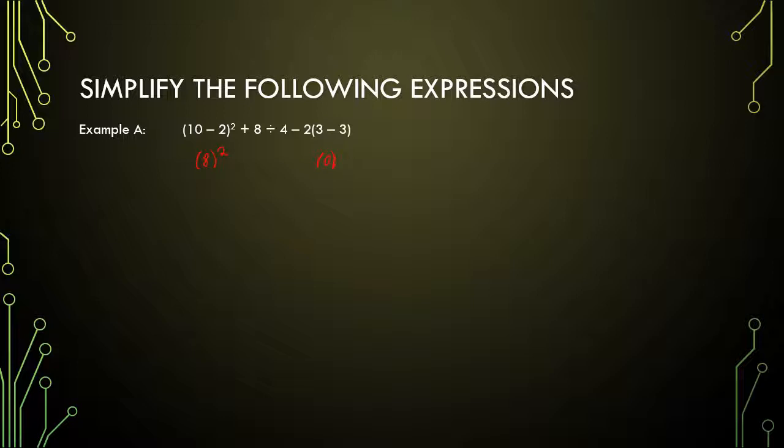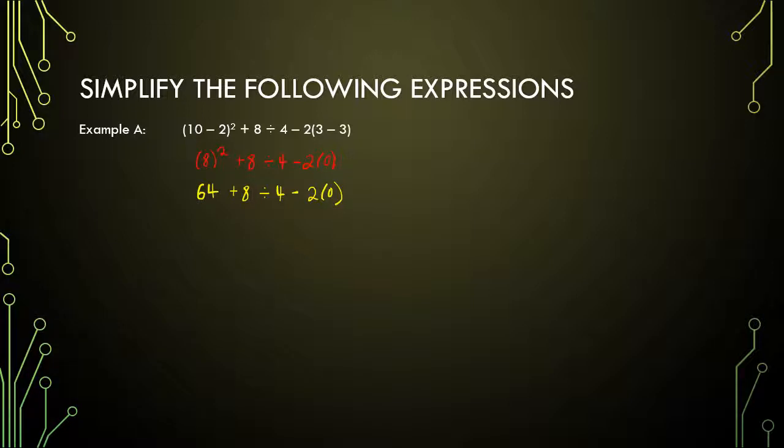We bring down any operations we haven't yet done. So I'm bringing down plus 8 divided by 4 and the minus 2. Now the next thing we need to do is take care of any exponents. We have 8 squared, which is the same as 64. There are no other exponents, so we bring down everything we haven't used. We bring down our plus 8, our divided by 4, and minus 2 times 0.